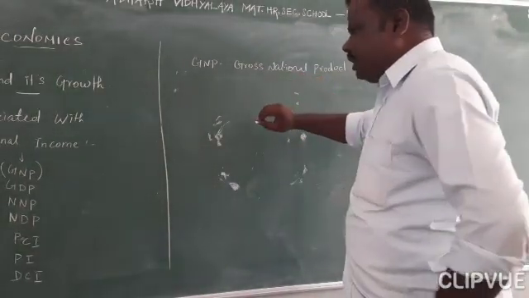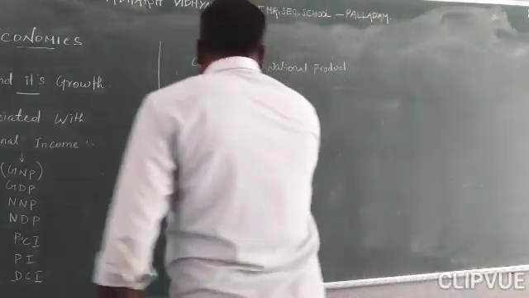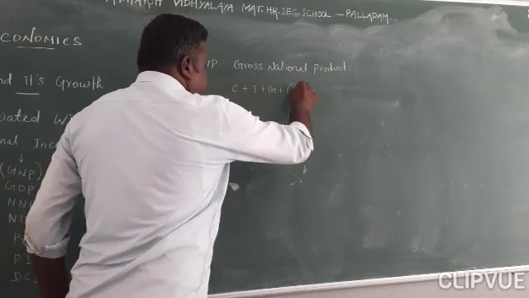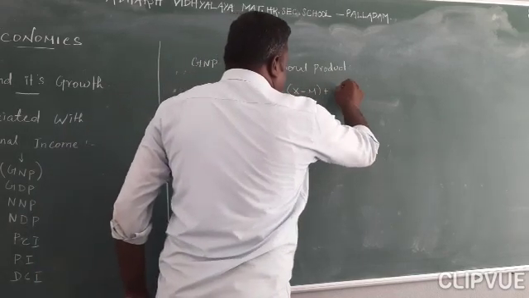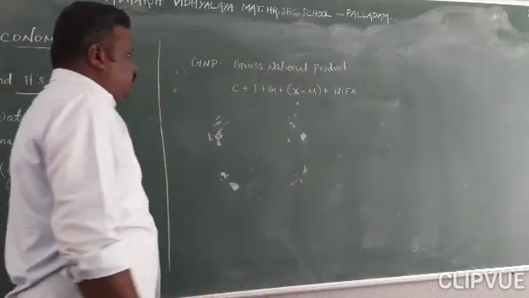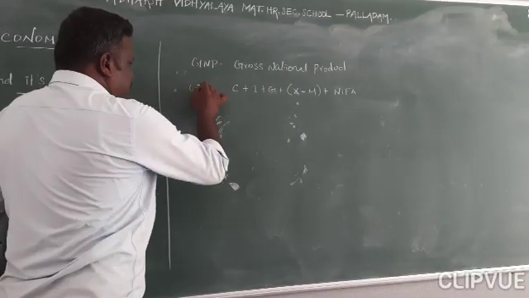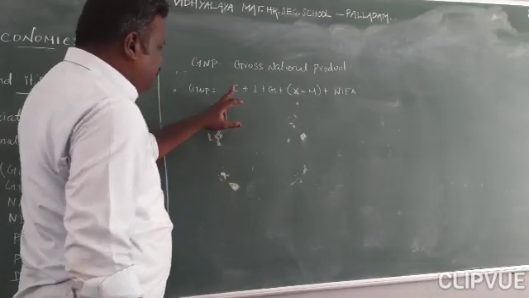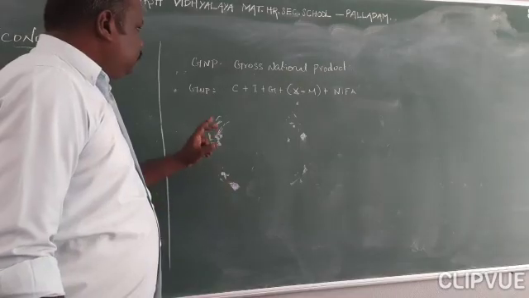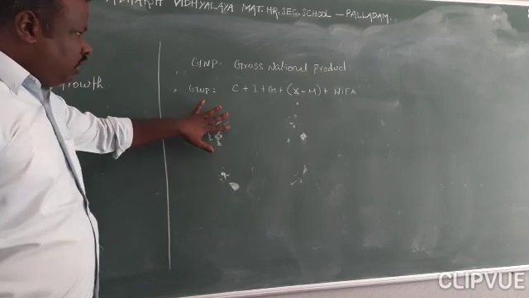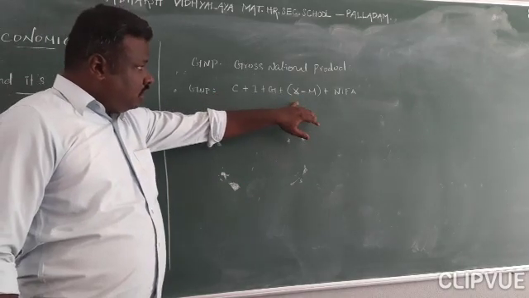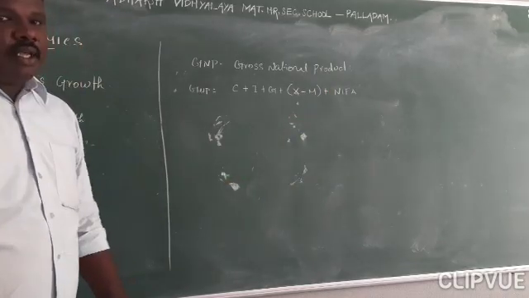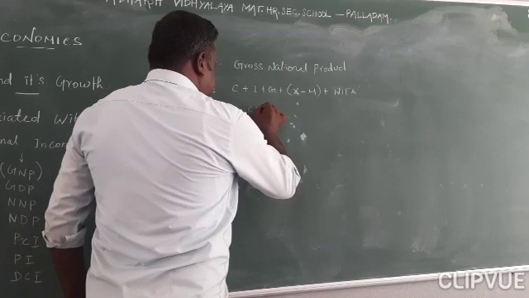For a better understanding, you see it includes, for example, C plus I plus G plus X minus M plus NIFA. This is the formula of GNP. Gross national product is equal to C plus I plus G plus X minus M, the difference between X and M, plus net factor income from abroad, that is NIFA. Okay, C is consumption.